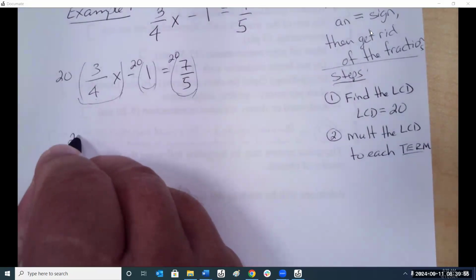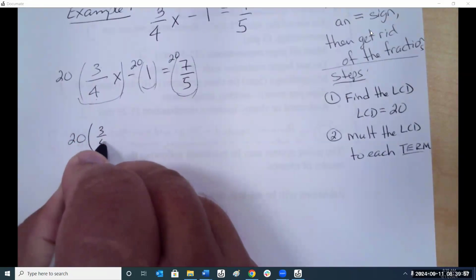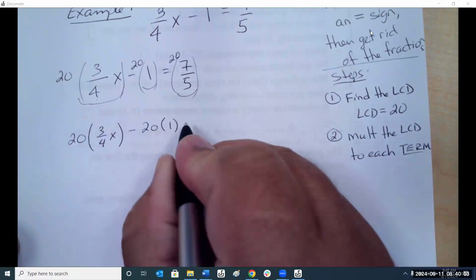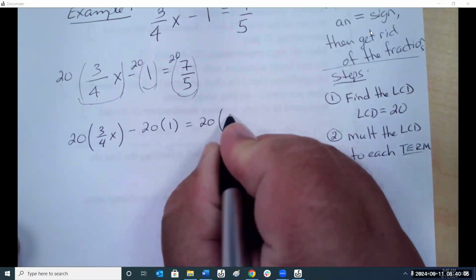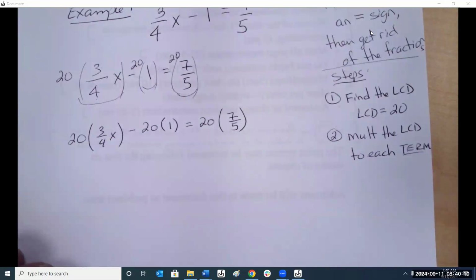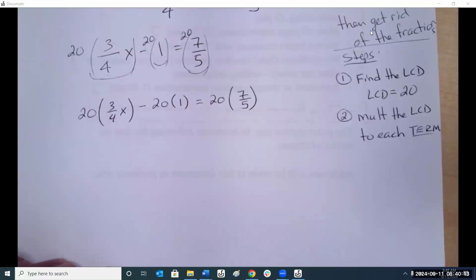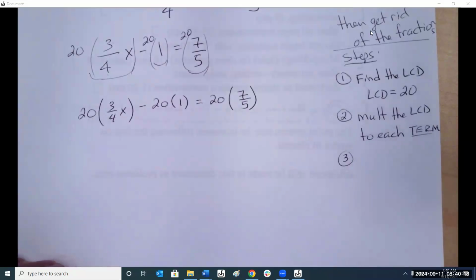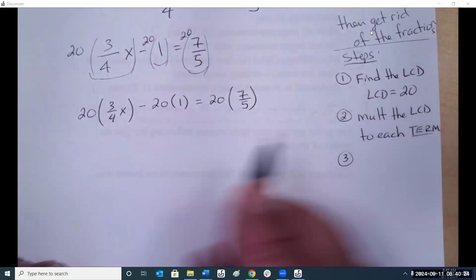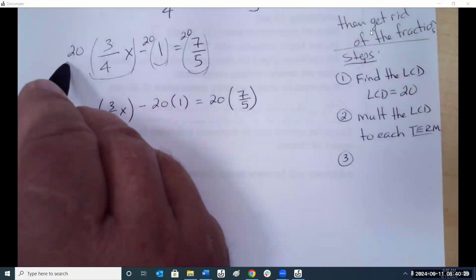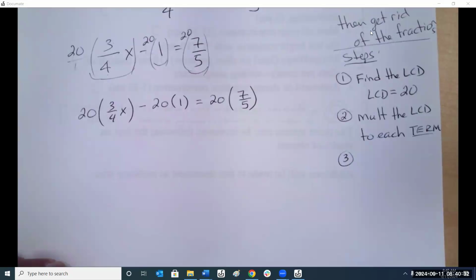So this is what you would have: 20 times 3/4 x minus 20 times 1 equals 20 times 7 over 5. The rule of multiplying fractions. Because remember, these numbers are actually fractions. They're 20 over 1. They're rational numbers.